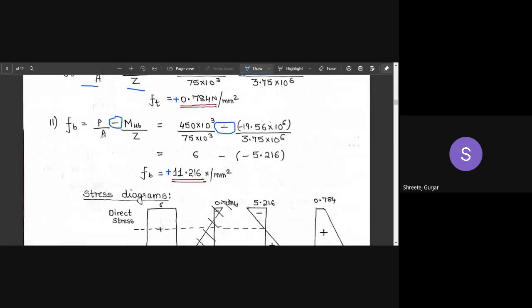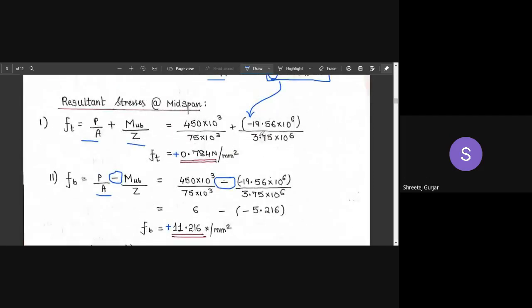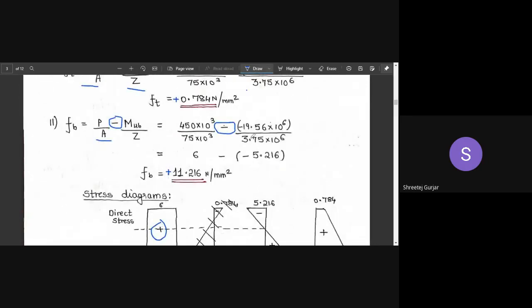So P by A is what? It is a direct stress, right? So direct stress we have drawn plus 6 at top fiber, plus 6 at bottom fiber. So overall it is plus. So this is due to unbalanced moment. This is the stress due to unbalanced moment. So it is plus 5.216 at top fiber, and minus, it is minus at the top fiber.